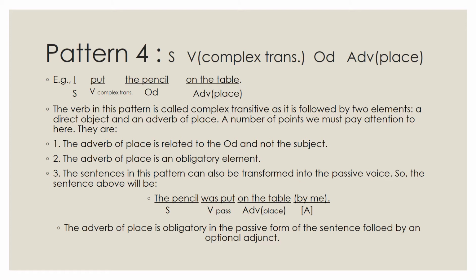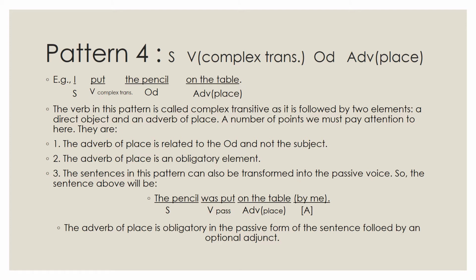So you see here, it is a complex transitive because it is followed by two elements, the direct object, and in pattern number 4, you are going to see the adverb of a place. For example, I put the pencil on the table. I is the subject, put is the verb, which is complex transitive. The pencil is the direct object. On the table is an adverb of a place.